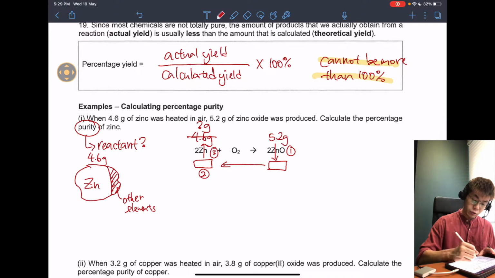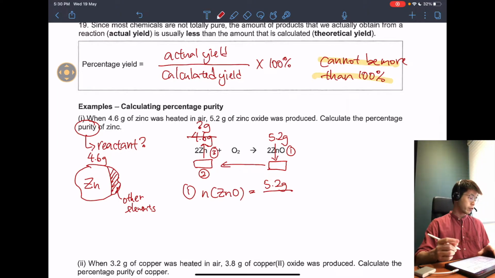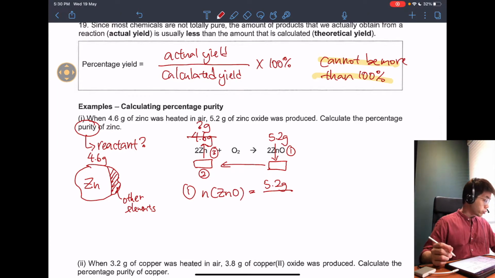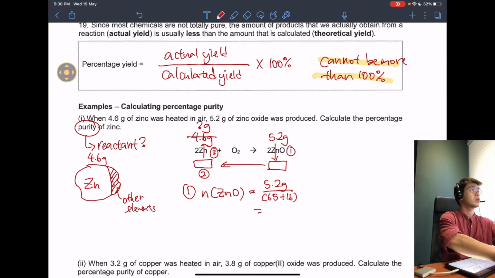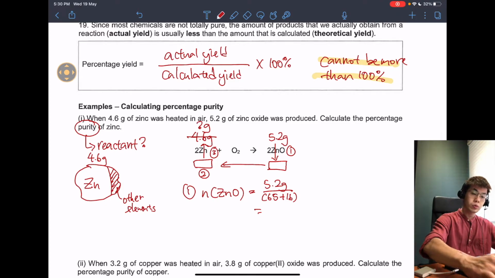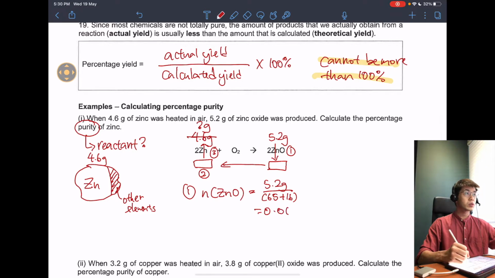Okay, so let's do step 1 first. We need to first find the number of moles of ZnO, which equals the mass, 5.2. Always remember, ignore the 2 in front, and we need to find the Mr of ZnO. So I'm doing this live, so I haven't calculated yet. So 65 plus 16, calculator. Okay, so this is 5.2 divided by 81. That would give me 0.0642 moles.